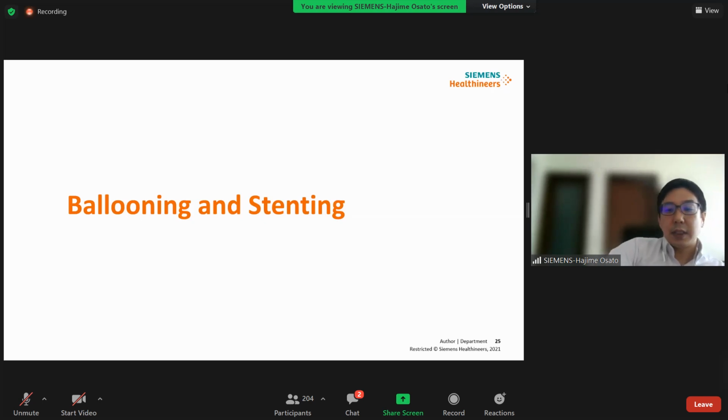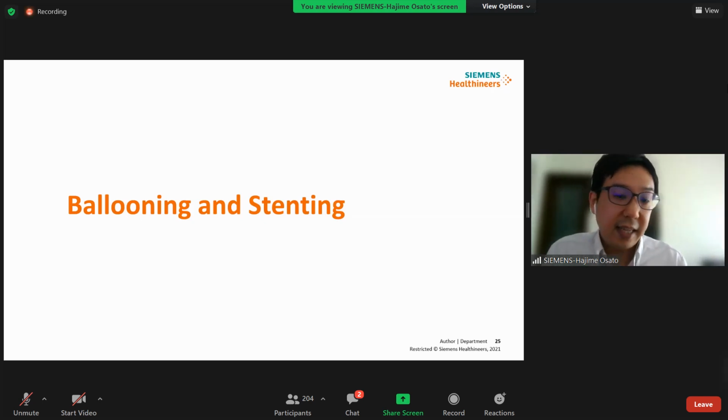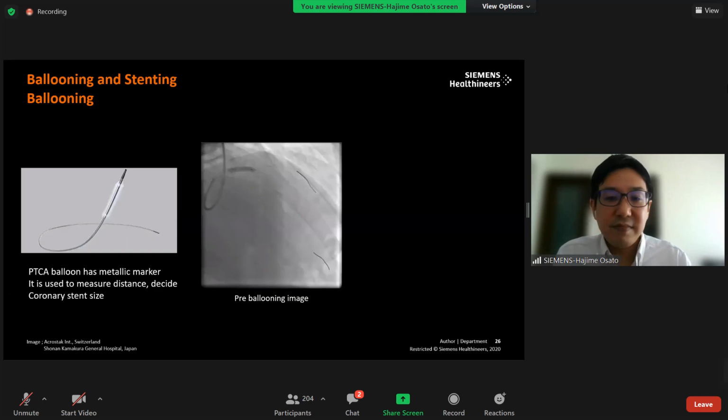Okay, and then let's go to ballooning and stenting. On your left, a PTCA balloon is displayed. It has a metallic marker. In this image, we have two markers on the edges of the balloon, right? It is metal, so we can confirm these markers on the fluoroscopy. This balloon is used for measuring distance and deciding the stent size.